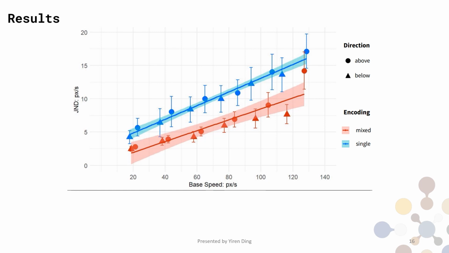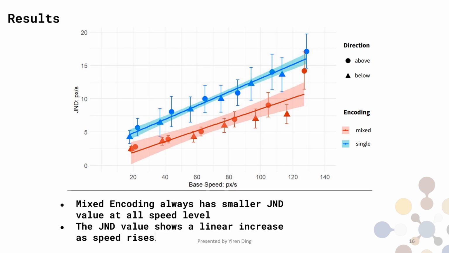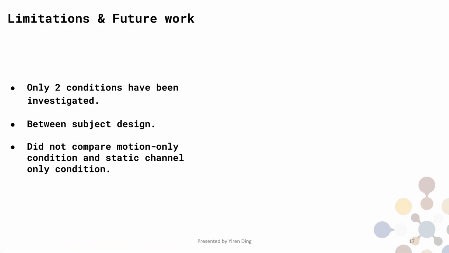Here is the model result. As we can see, the mixed encoding performance is better than the single encoding performance at each speed level. Then, the JND value appears to increase linearly as the speed rises within the on-screen speed range. That's the end of our modeling part.